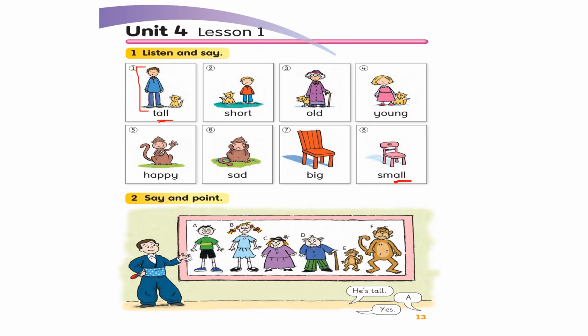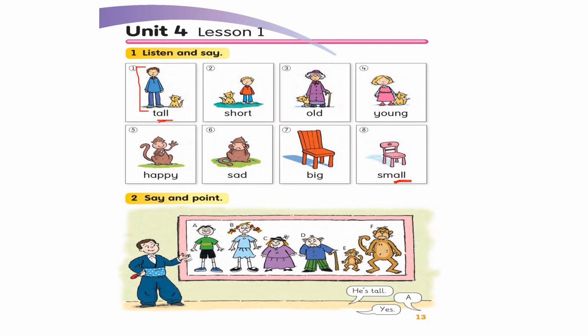Okay, let's move to B. How is she? She is tall, young, and sad. She is sad, right? Okay, go to C. She is short, happy, and old. Short, happy, and old. How about D? He is short, old, and sad. Okay, go to E.